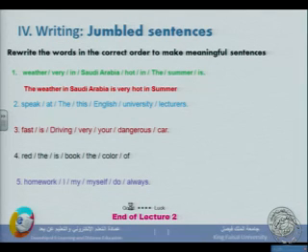Okay, so here we start. The weather in Saudi Arabia is very hot in the summer. في عندنا speak at this English university lecture. So how you should rewrite these sentences? We have a jumbled sentence right here. We need to rewrite the words in a correct order to make it meaningful.